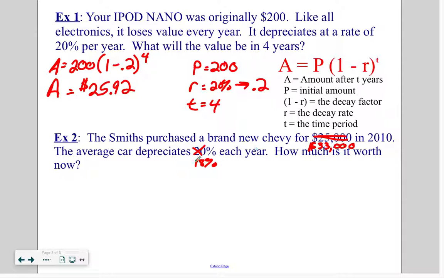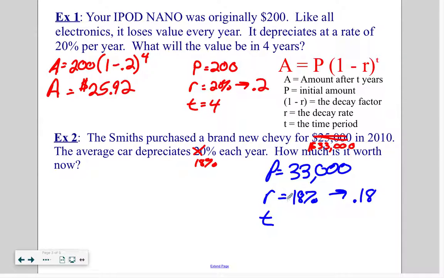Sorry about those changes. So this is what your note sheet says, and that's what we'll go off of for the value. So my initial amount or initial value of the car is $33,000. The rate that it's decreasing is 18%, or 0.18, and we're wondering about how much it's worth now. So they purchased a brand new Chevy in 2010. Well, now it's 2017. So let's see here. We've had 7 years pass. T is 7.